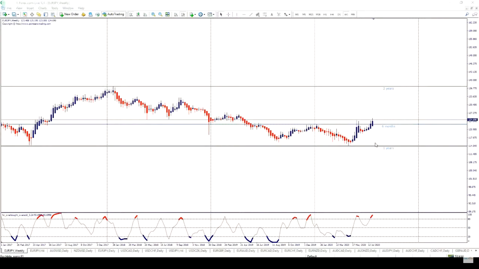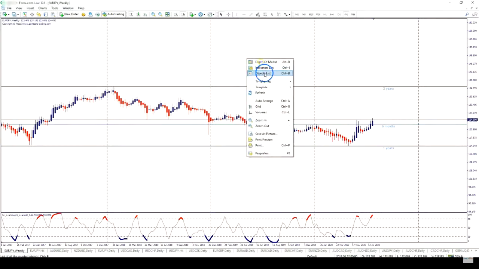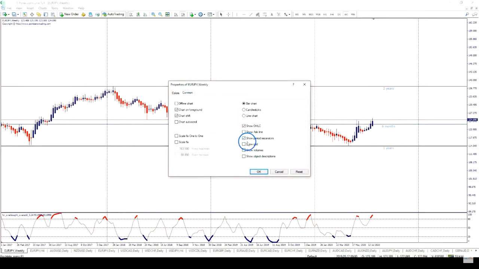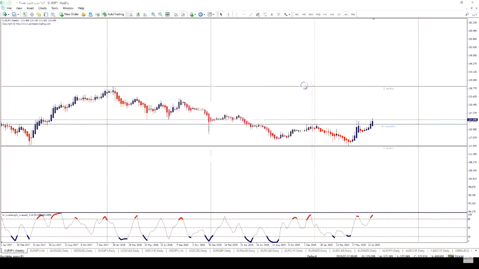So let me back up and say this. If you're using MT4 and you place the session break lines on your platform, you would click properties, go right here to where it says common, and make sure this box is checked, this show period separators. Once it's checked, you're going to get this line right here. This line is going to appear on your charts.